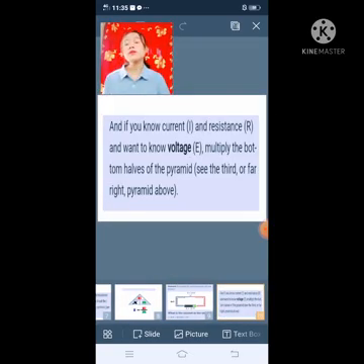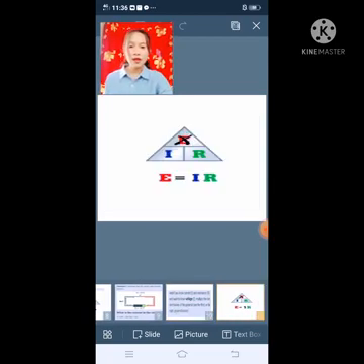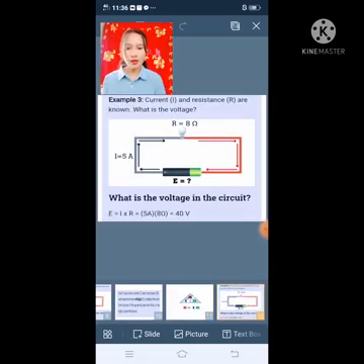Now, if we know the current and resistance and want to know the voltage, multiply the bottom halves of the pyramid, or here in our illustration. Let's X the E. So, voltage is equal to current times resistance. Here's the example. Current and resistance are known. So, what is the voltage?